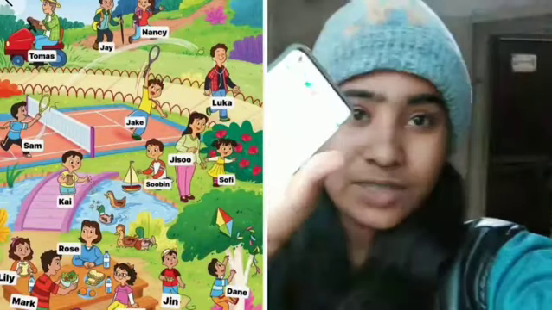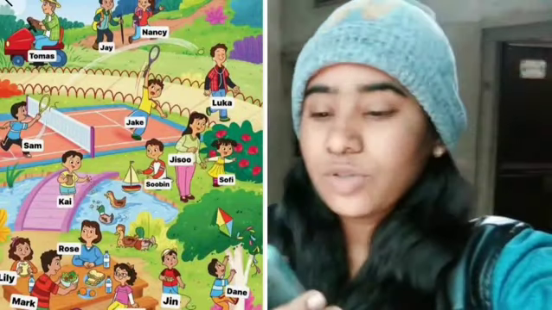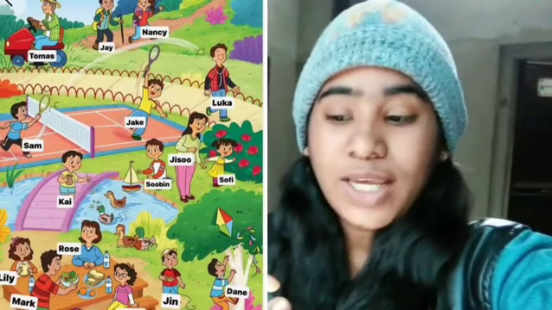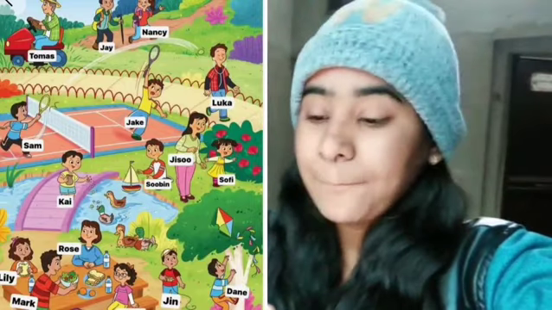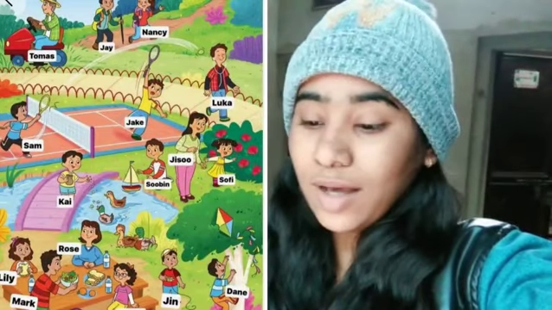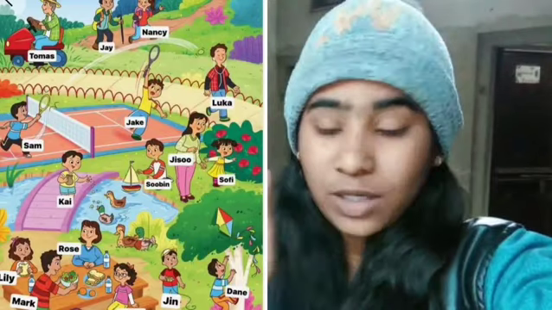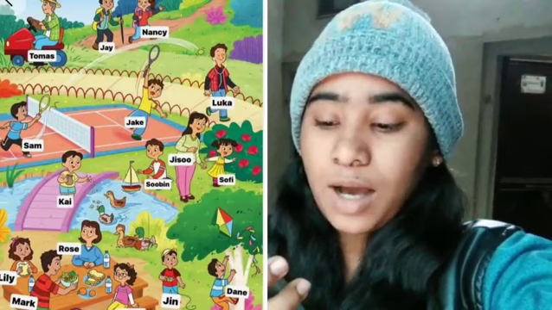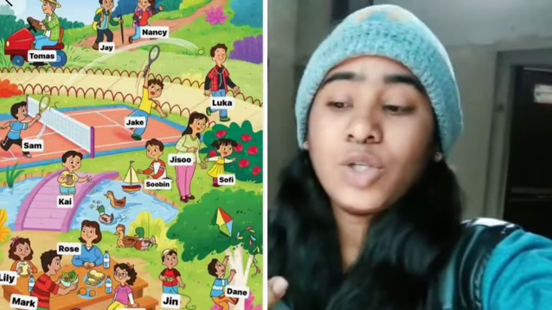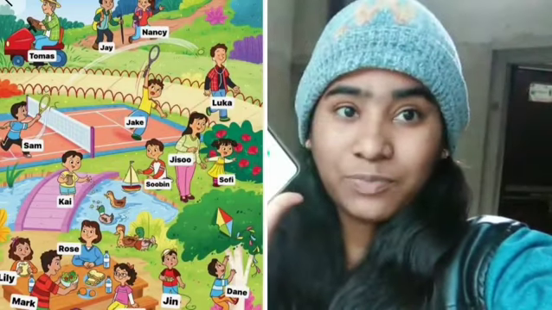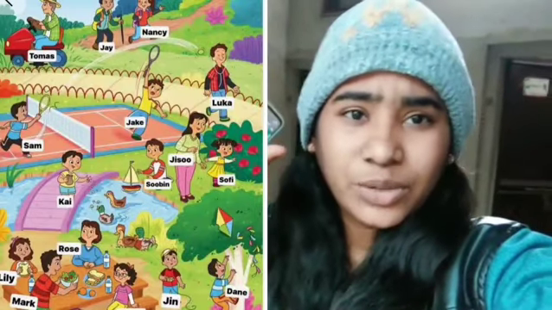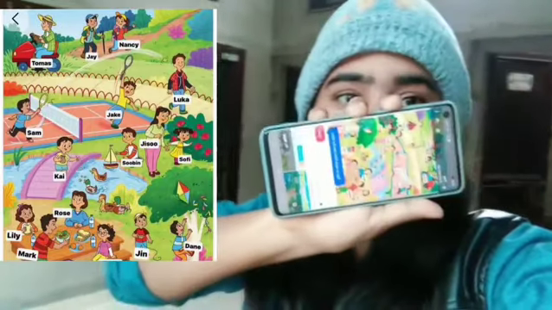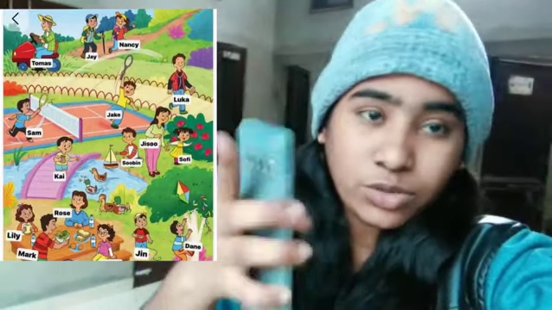So here you can see, there are some characters firstly: Thomas, Jay, Nancy, Sam, Jake, Luca, Jisoo, Subin, Sophie, Rose, Kai, Lily, Mark, Jin, and Dane. So there are many characters in this, and they are doing some kind of work here, as you can see on the screen.